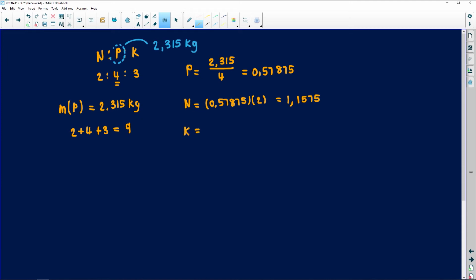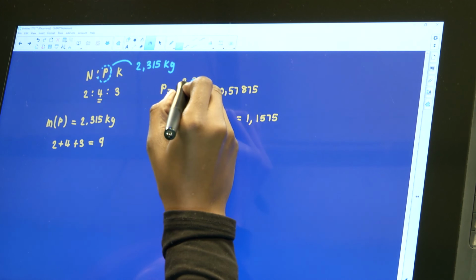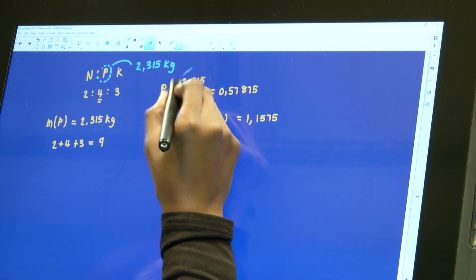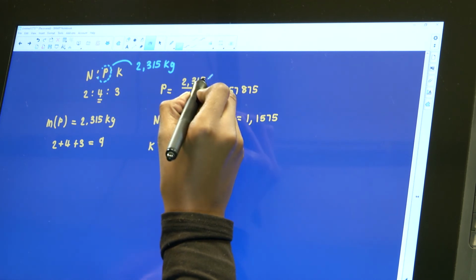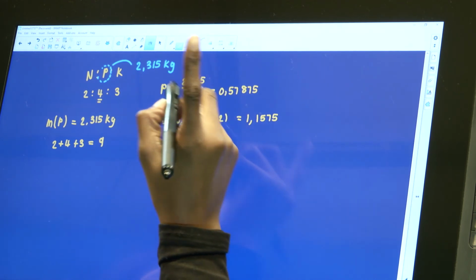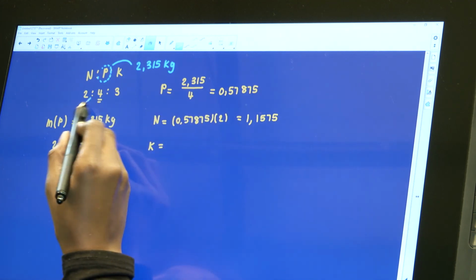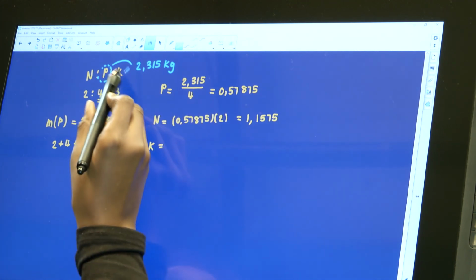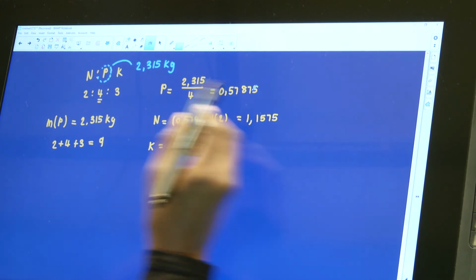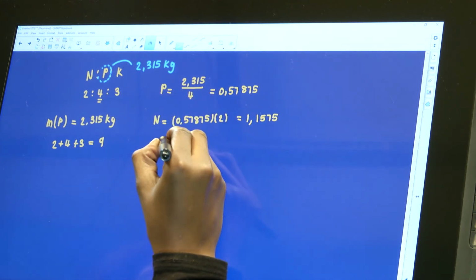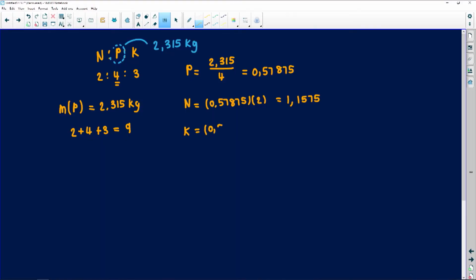Remember, phosphorus gave me most of the information. They've already given me the amount of that there is of fertilizer in the 20 kilogram bag, which was 2,315. It is a ratio of 4, so I'm finding the value of 1 ratio so that I can find all of them in the bag. My K, my potassium, is a 3. I'm going to take this value over here, multiplied by 3 so that I can find the ratio. 0.57875. I'm going to multiply that by 3. Let's see what we get there.